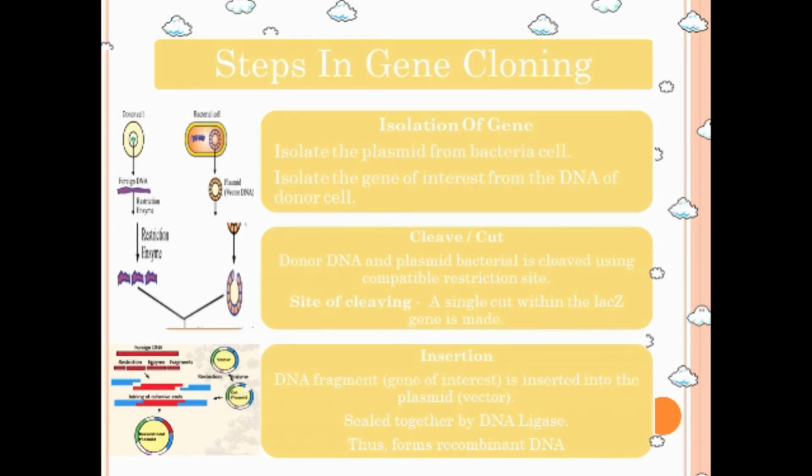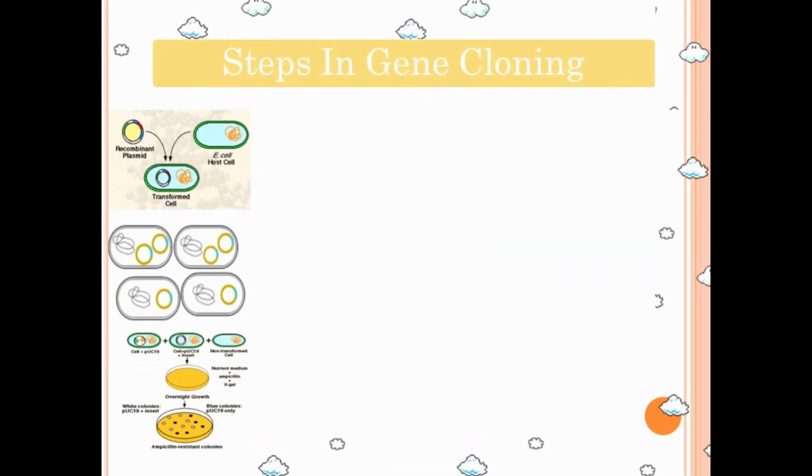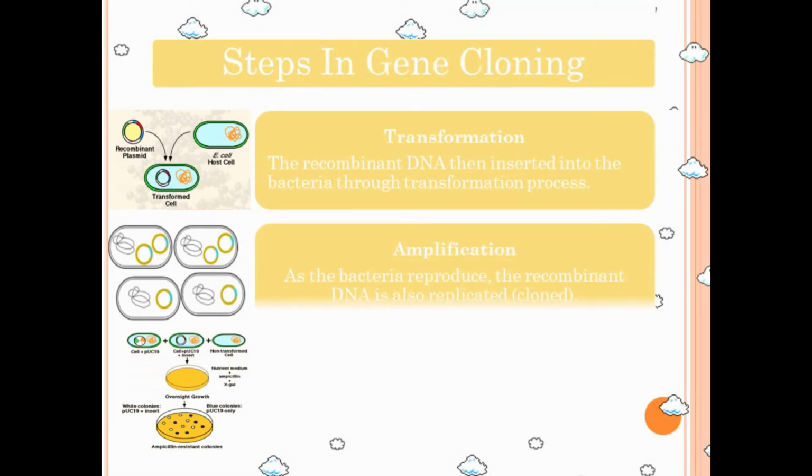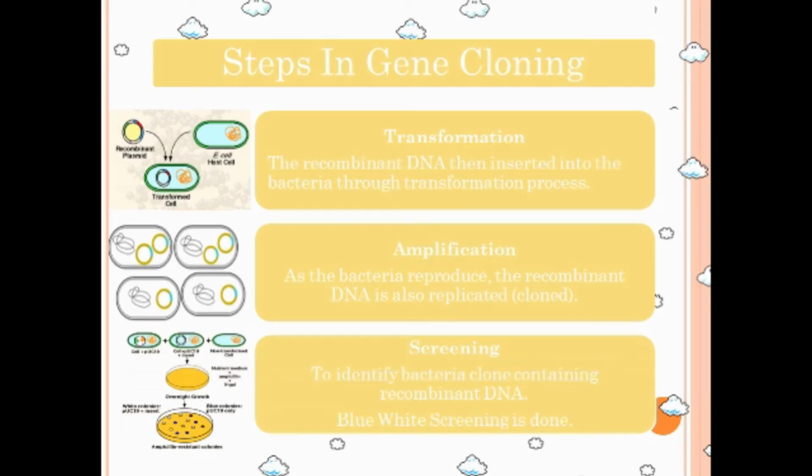And next is the insertion. The DNA fragment or gene of interest is inserted into the plasmid vector. It is sealed together by DNA ligase, thus forming recombinant DNA. Next is the transformation. The recombinant DNA is then inserted into the bacteria through the transformation process. After that, the amplification process will take place. As the bacteria reproduce, the recombinant DNA is also replicated or cloned. After it is replicated, it will go through screening, which is to identify bacterial clones containing recombinant DNA, and blue-white screening is done.